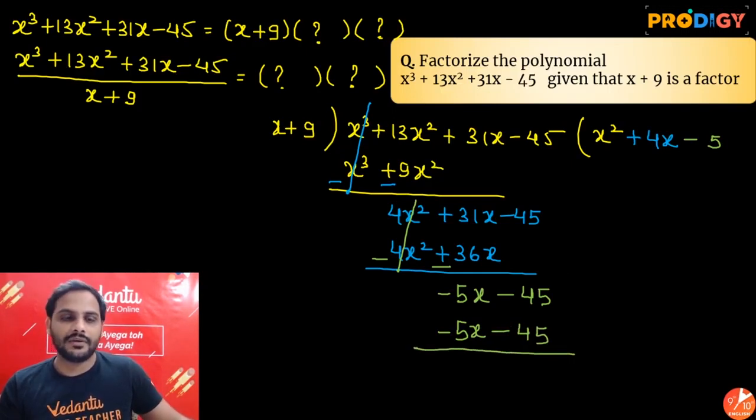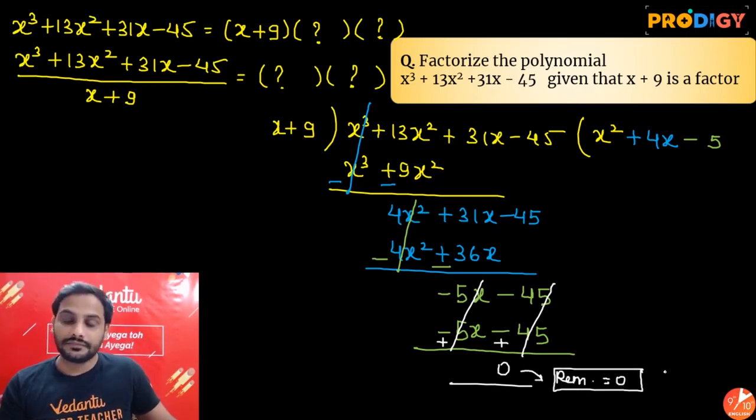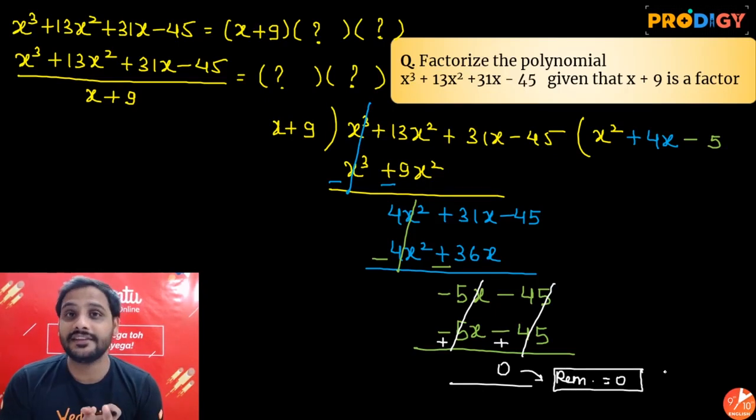Alright guys. Now again, if I do the subtraction over here, it will become plus. Minus 5x plus 5x got cancelled. Minus 45 plus 45 got cancelled. You can clearly see the remainder is 0. And guys, this is a check. This is our checkpoint to see whether the solution is correct or not.